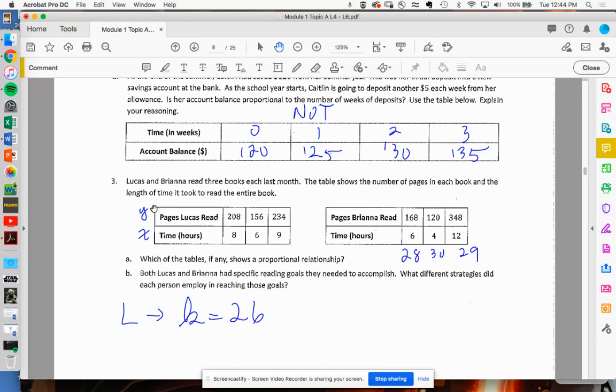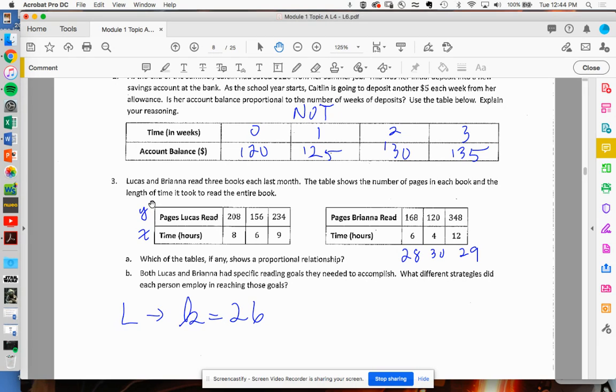Then we look at Lucas and Brianna. They read 3 different books of different sizes during last month. The table shows what they did. So now, what depends on what? Notice they switched it around. Normally, time was up top. They put it down here. But remember when we did distance divided by time with our hands? This is like this. Pages read divided by how long it took you. Same thing. So time is in the denominator.